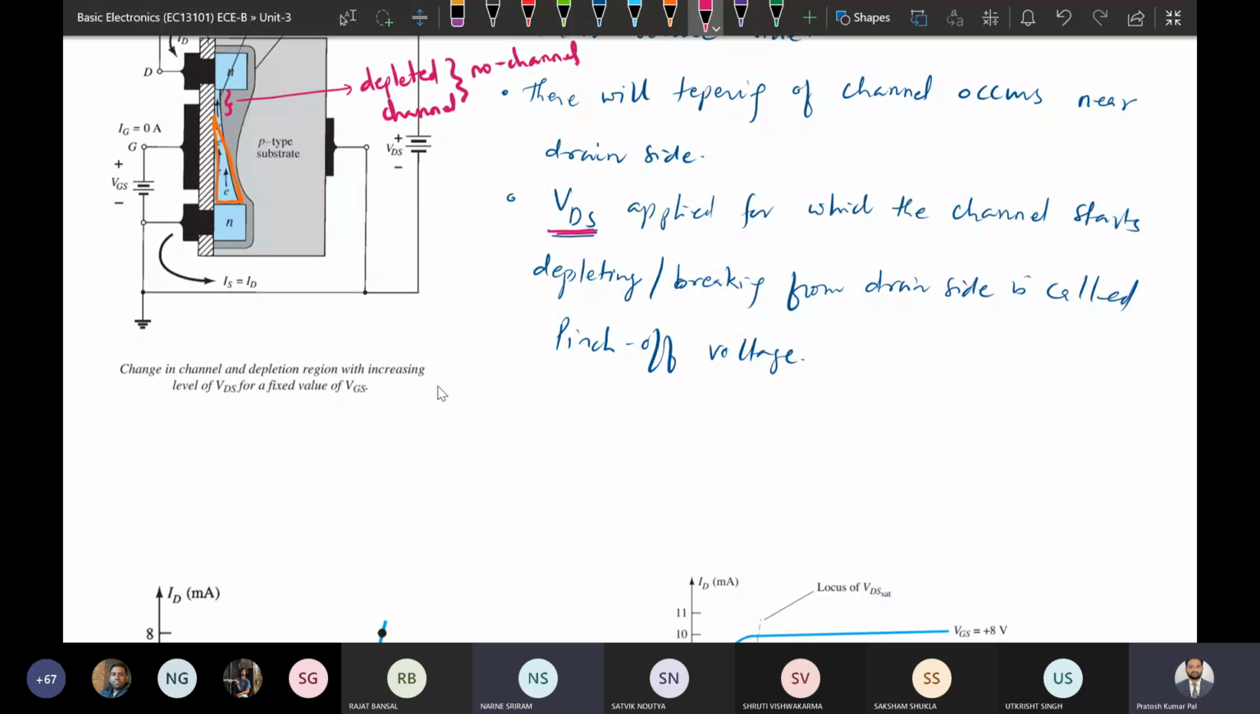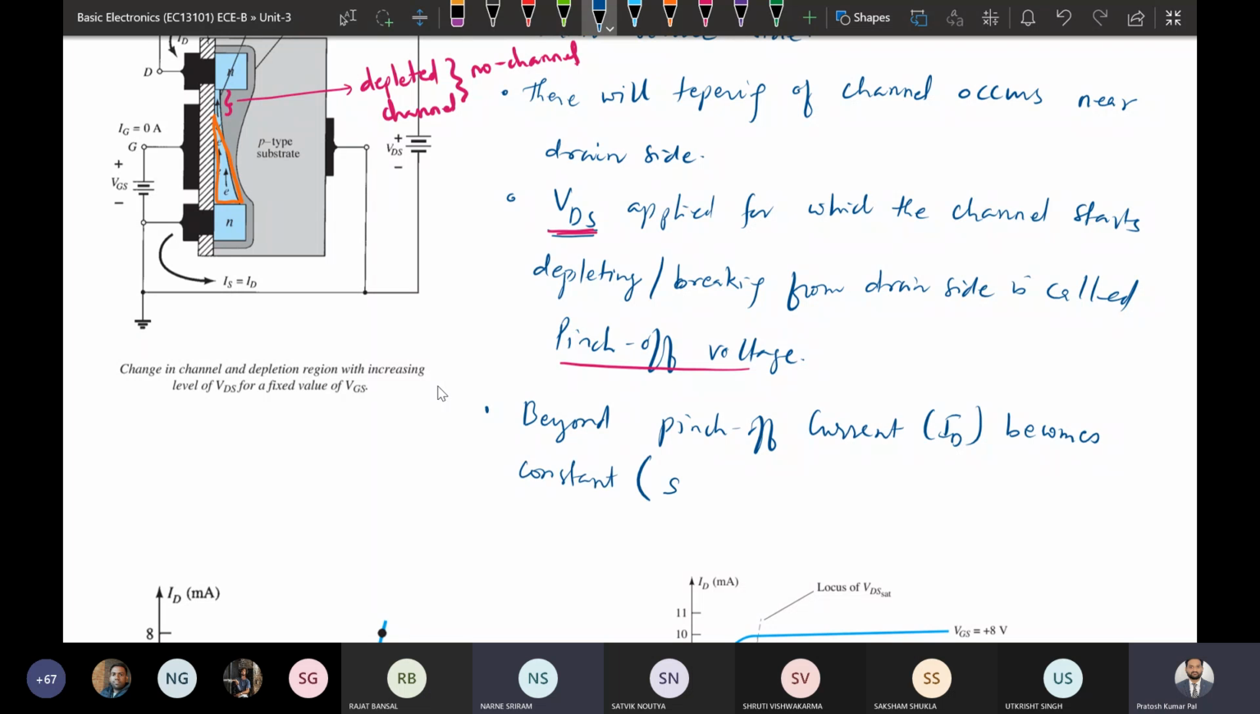So that VDS at which the channel starts depleting is called the pinch off voltage. Beyond pinch off, the current, that is ID, becomes constant, or we call it like the current is saturated. So this is called saturation current. The drain current will be saturated, so this is called saturation current.